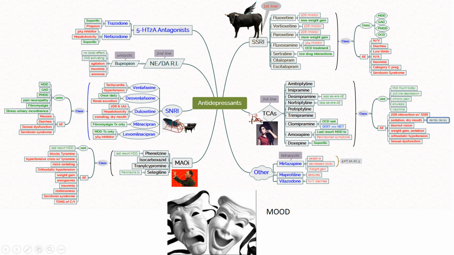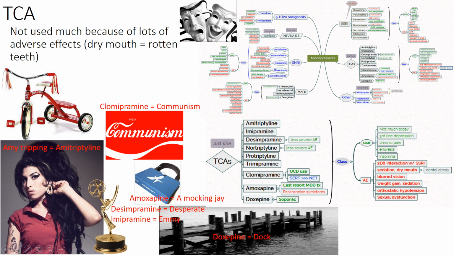Okay, now we're going to move over to our next class here. Tricyclic antidepressants. So this is a tricycle because it's a tricyclic antidepressant. This is Amy's tricycle. This is Amy, and she's tripping. Okay, like I guess on drugs or something like that. So Amy tripping, or amitriptyline, and she's on the tricycle.